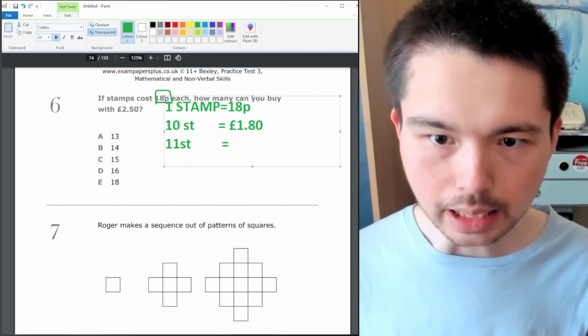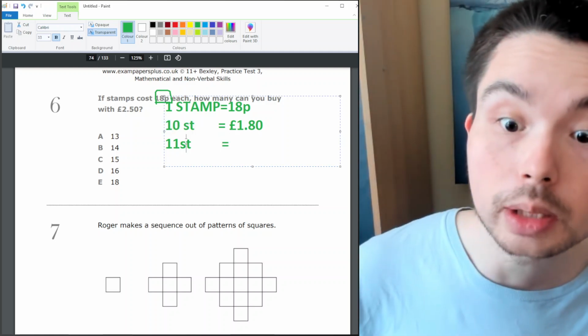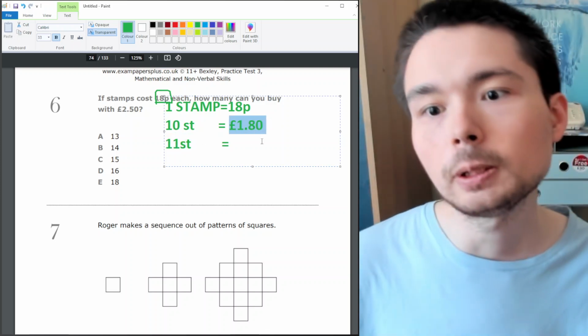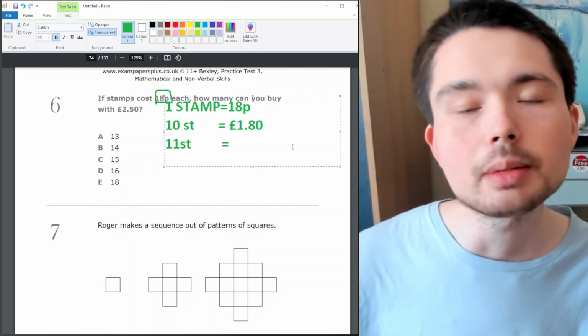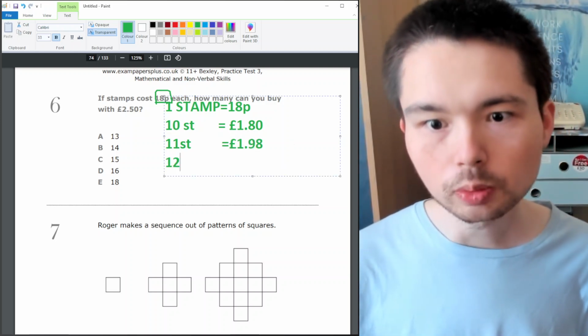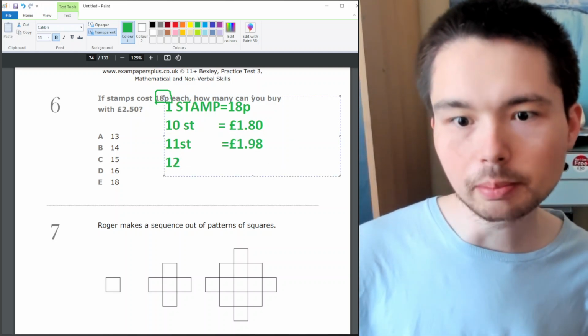When we add another stamp, because we're going from 10 stamps to 11 stamps, we add 1 stamp. So on the right, we do the same. £1.80 plus 18p is £1.98. We keep going. What if we got 12 stamps?